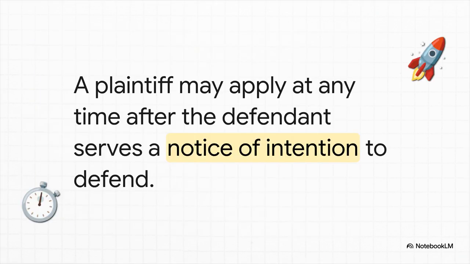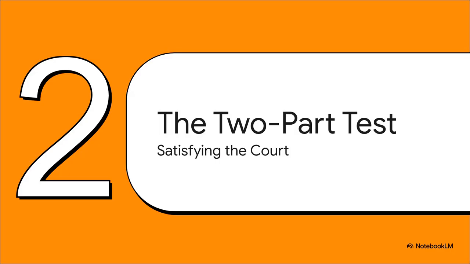So what's the trigger? What kicks this all off? For your exams, please commit this to memory. It's found in the Uniform Civil Procedure Rules, the UCPR, specifically Rule 292, Sub-Rule 1. That rule is your gateway. The moment the defendant serves that notice of intention to defend, well, the clock starts, and you as the plaintiff can make your move.